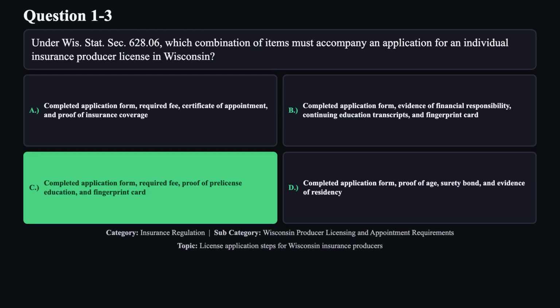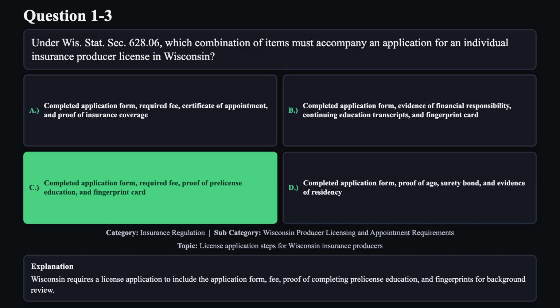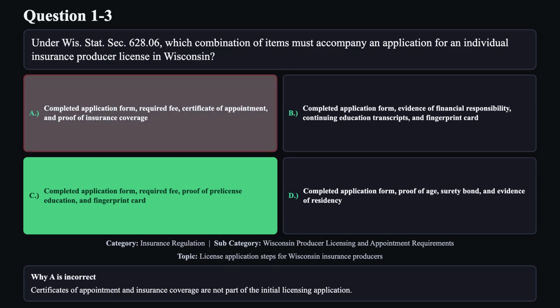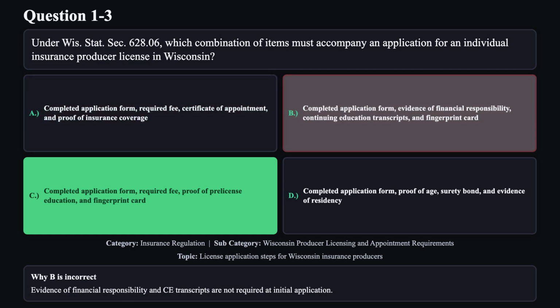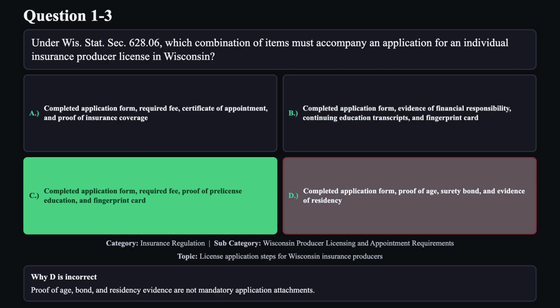The correct answer is C. Wisconsin requires a license application to include the application form, the fee, proof of completing pre-license education, and fingerprints for background review. Reason A is not correct. Certificates of appointment and insurance coverage are not part of the initial licensing application. Reason B is not correct. Evidence of financial responsibility and CE transcripts are not required at initial application. Reason D is not correct. Proof of age, bond, and residency evidence are not mandatory application attachments.